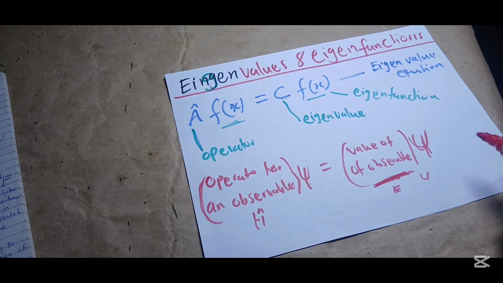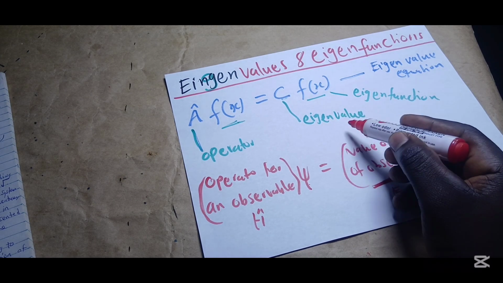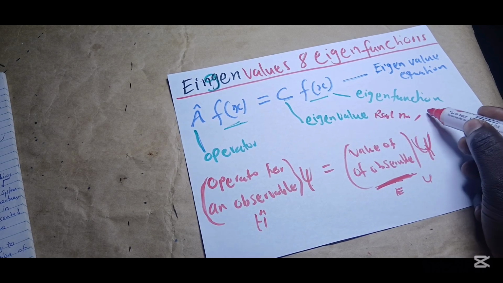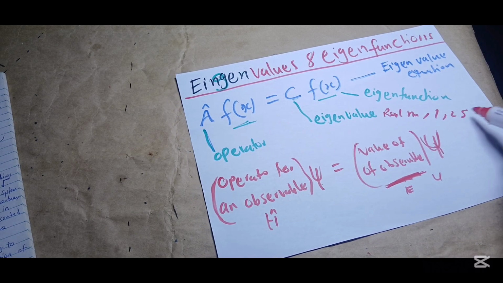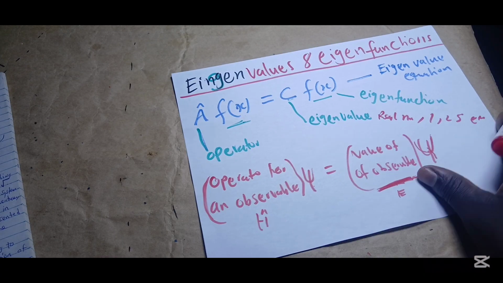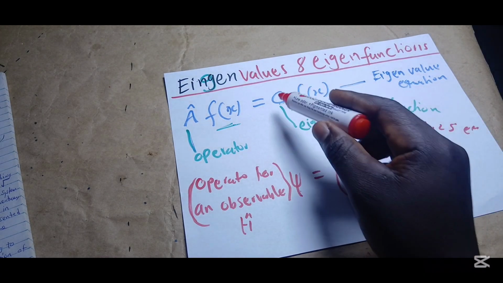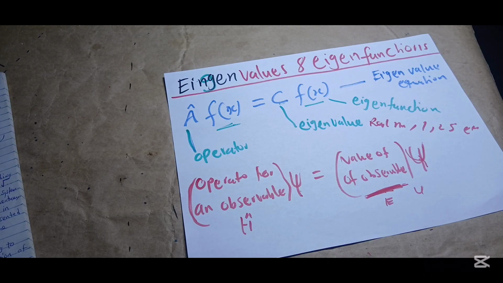Mind you, the eigenvalue here is a raw number. It could be 1, it could be 2, it could be 5, etc. But whatever term we get here should be your eigenvalue.